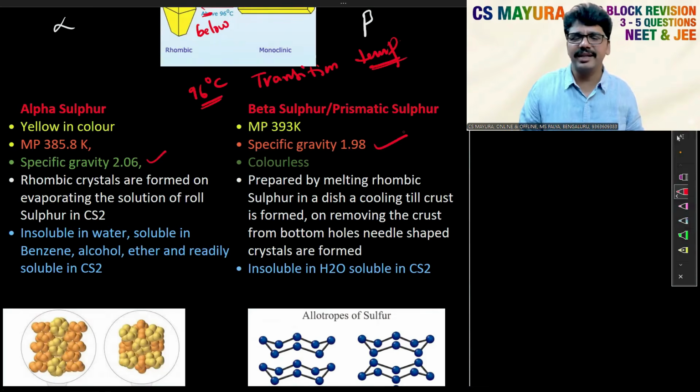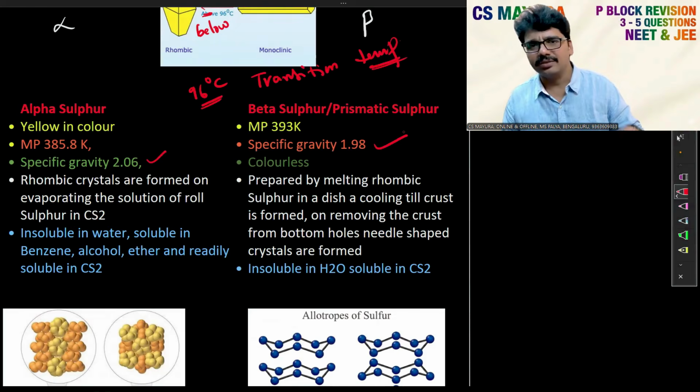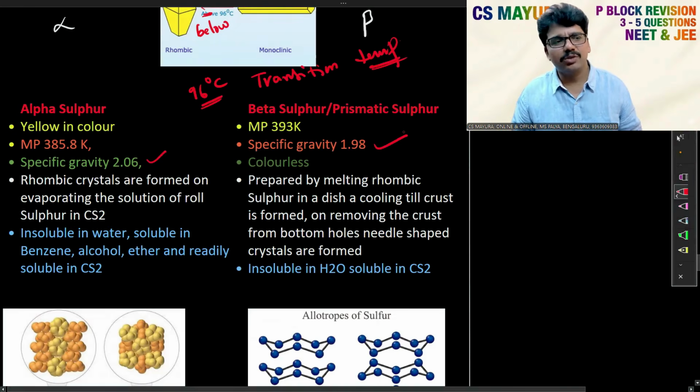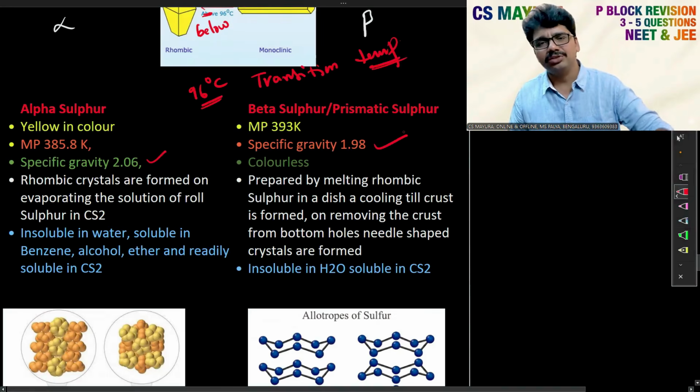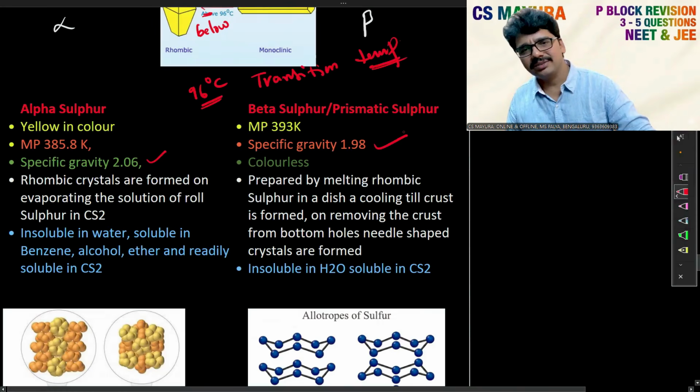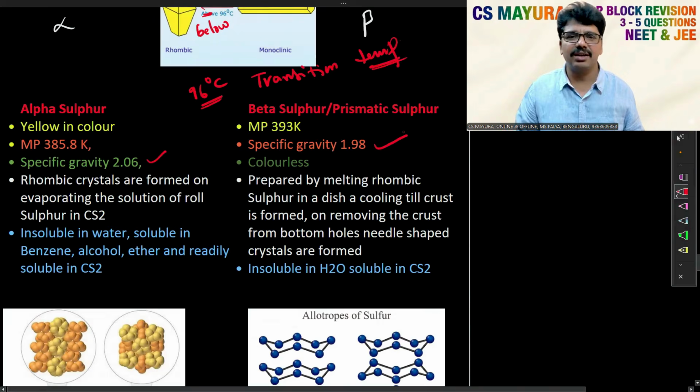Specific gravity means density. The relative density of a solid is called specific gravity. The relative density of a liquid is also called specific gravity. Absolute density we simply call density, but the relative density of solids and liquids is specific gravity. The relative density of gases is what? Vapor density. Right.